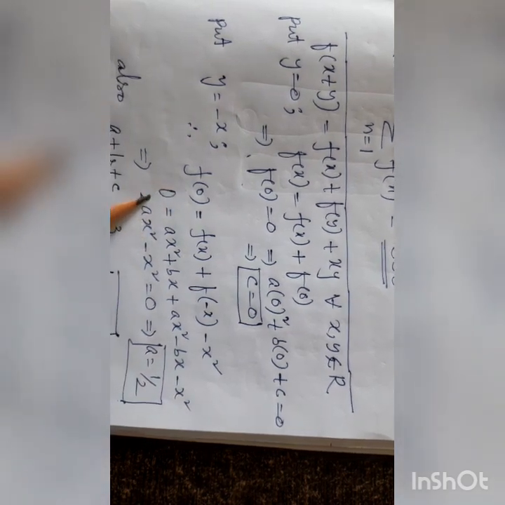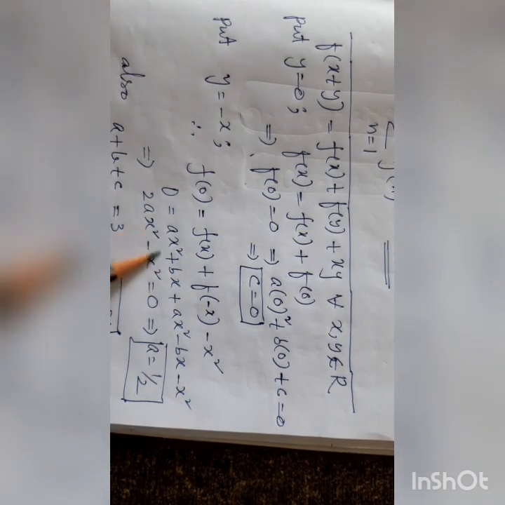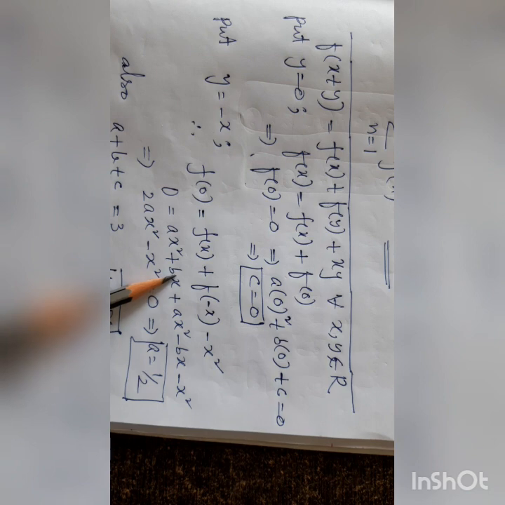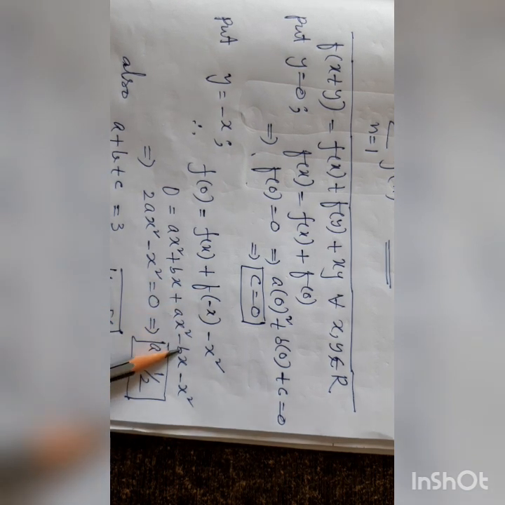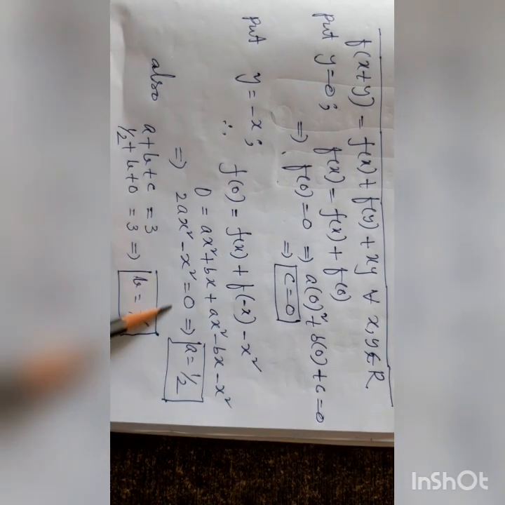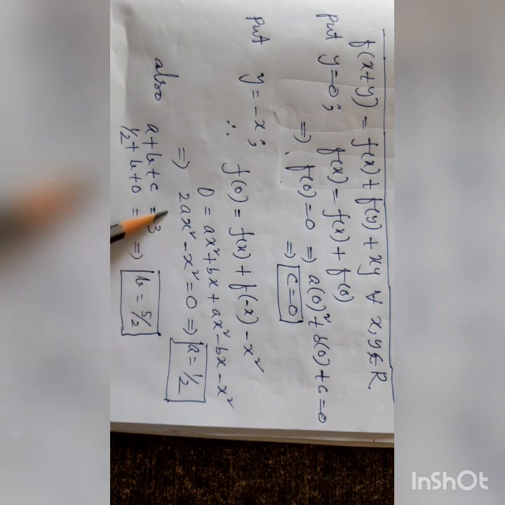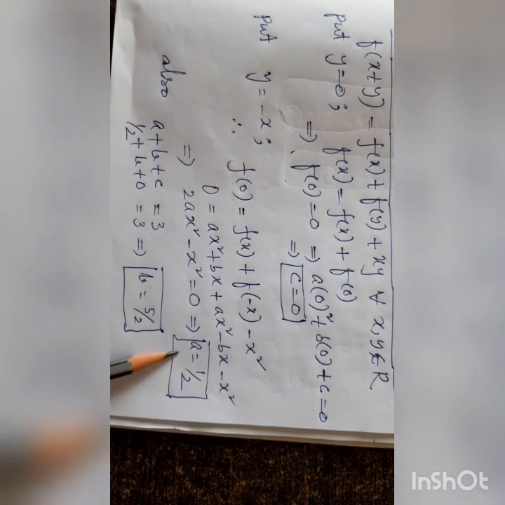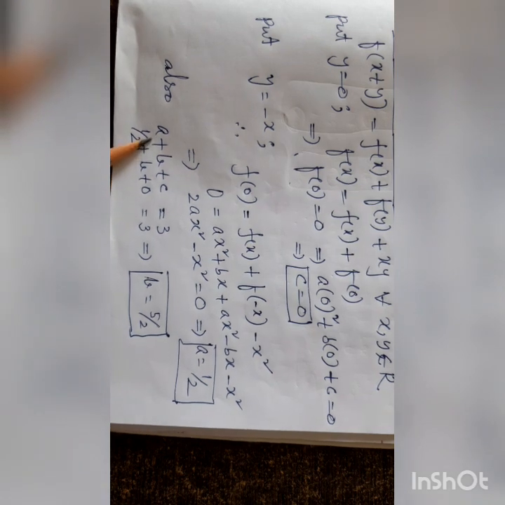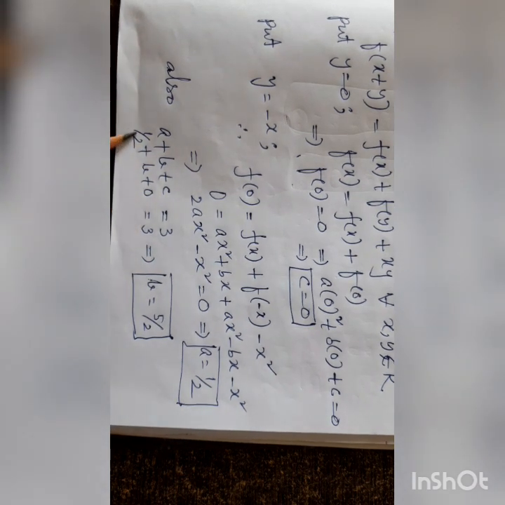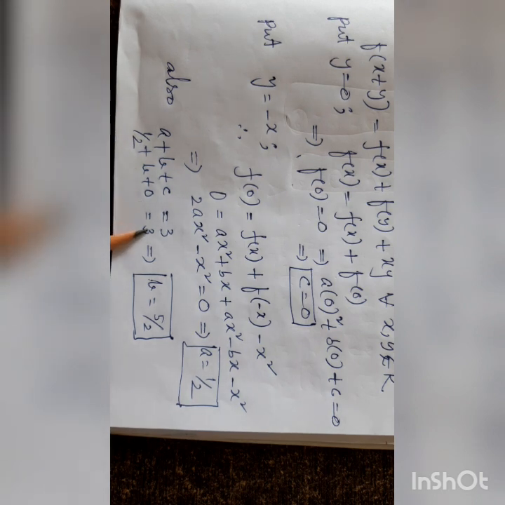So f(0) is 0, f(x) is ax squared plus bx, since c equals 0, I did not keep it, plus f(-x) is ax squared minus bx, minus x squared. So like this we get 2a minus 1 equal to 0, so a equals 1 by 2. Also another condition is given, a plus b plus c equal to 3. So 1 by 2 plus b plus 0 equals 3, so b equals 5 by 2.